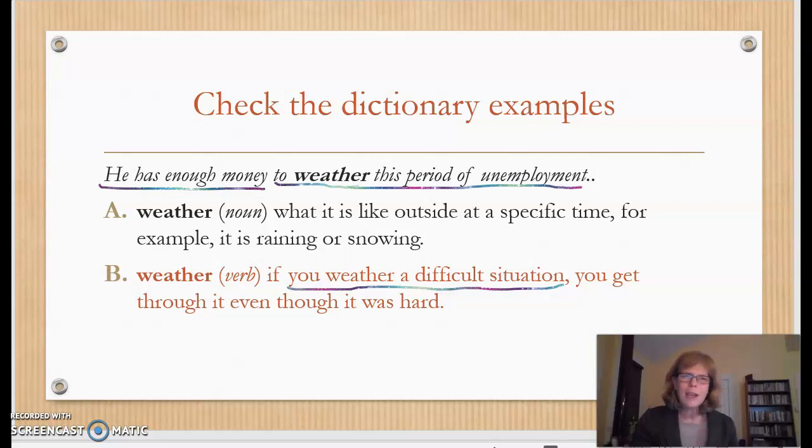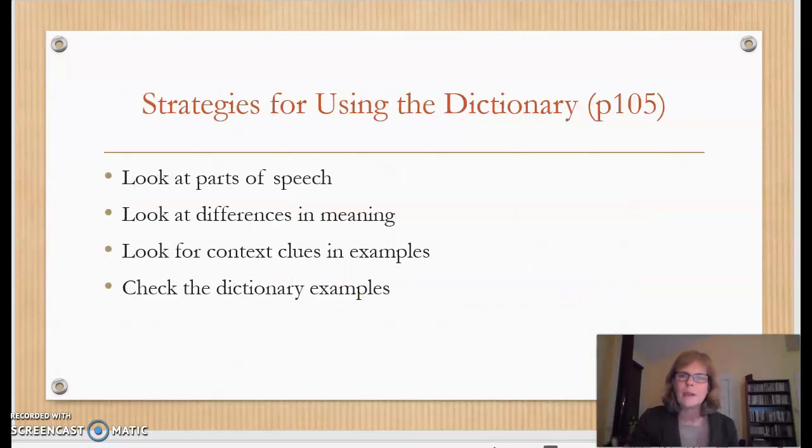Good work, guys. So here we're going to keep moving and look at some examples using these strategies that are talked about. Now I'm on page 105. In your book, it talks about these as good strategies for using the dictionary. You've got to notice the parts of speech that are coming up. You've got to look for differences in meaning. Look for the context clues in your example sentence. And then look at the dictionary clues. Look at the examples they give you in the dictionary. You're trying to find the meaning of a word that matches the example you have.